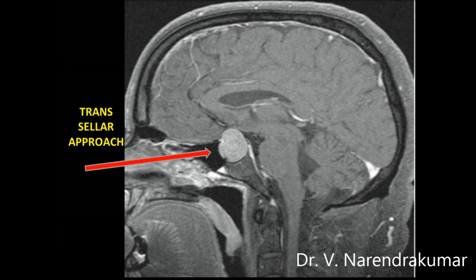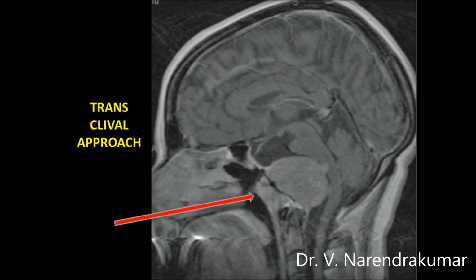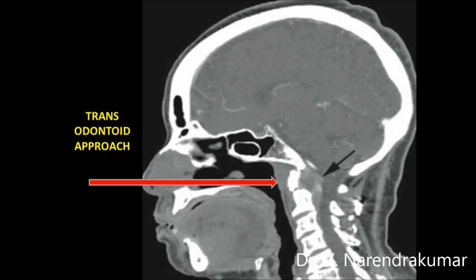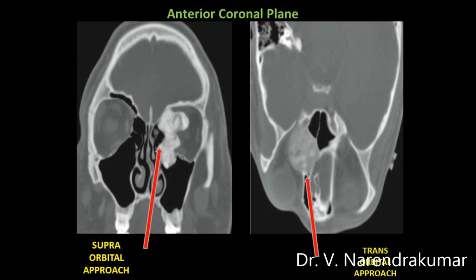This is a case of pituitary macroadenoma, planning to remove by endoscopic transsellar approach. This is a clival chordoma with intracranial extension, where we can approach via transclival. Next is a brainstem compression secondary to rheumatoid degeneration, where the decompression of the odontoid process is planned by transodontoid approach. All this comes under sagittal plane.